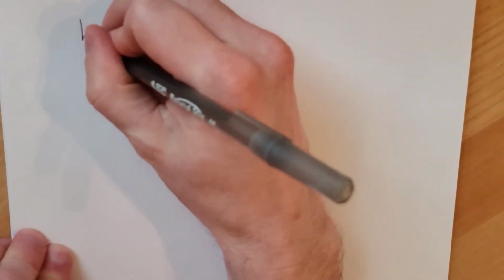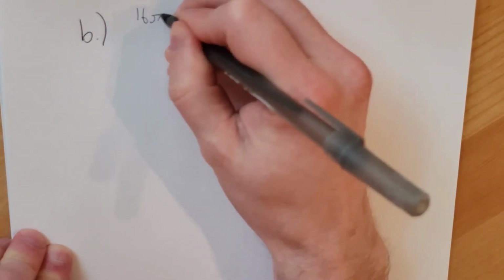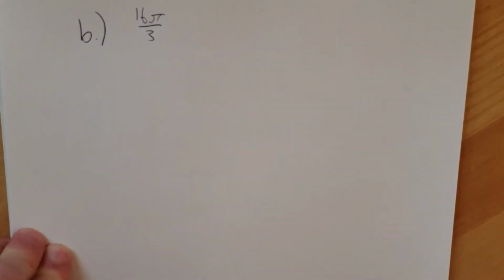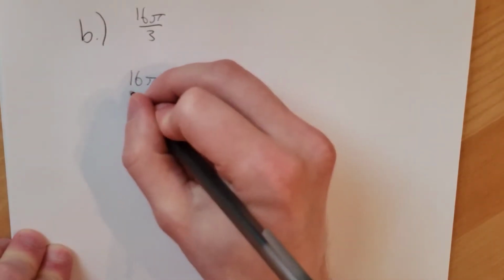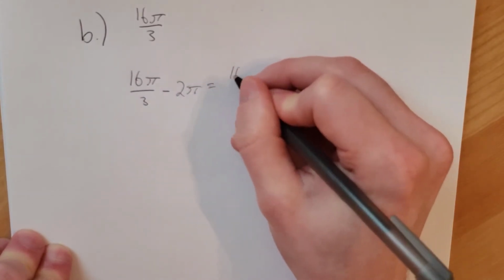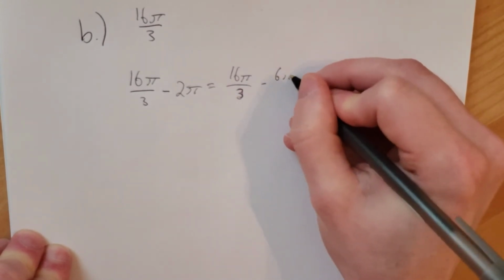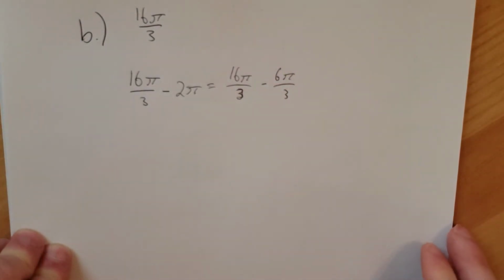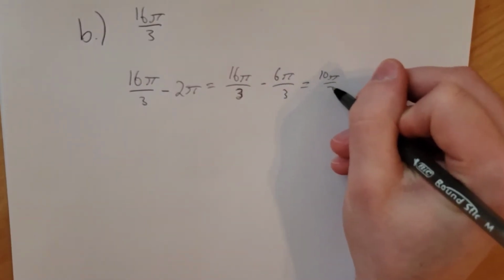So part B is going to be 16 pi over 3. Now here we're dealing with radians, so instead of subtracting 360 degrees, we should subtract 2 pi. So 16 pi over 3 minus 2 pi, well, that's equivalent to 16 pi over 3 minus 6 pi over 3. And this is equal to 10 pi over 3.